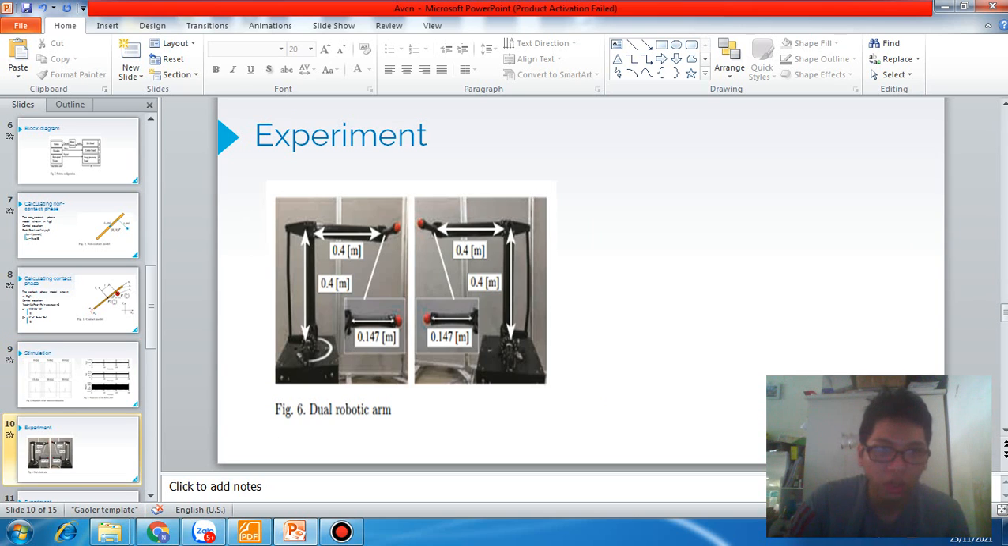And then we do an experiment. Here is the dual robotic arm. This arm is 0.4 meter, and this arm is 0.147 meter.